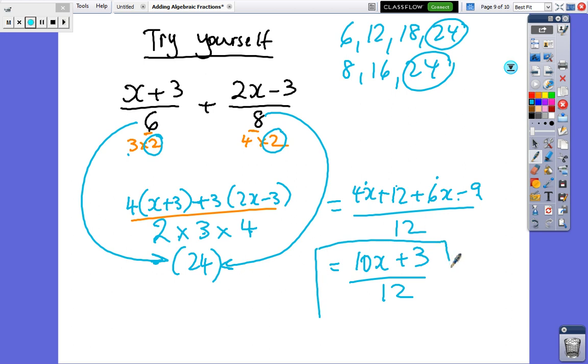And again, you can't simplify 3 and 24 to make them lower. That's the answer, because 24 has to go into both 10x and 3, not just part of it.